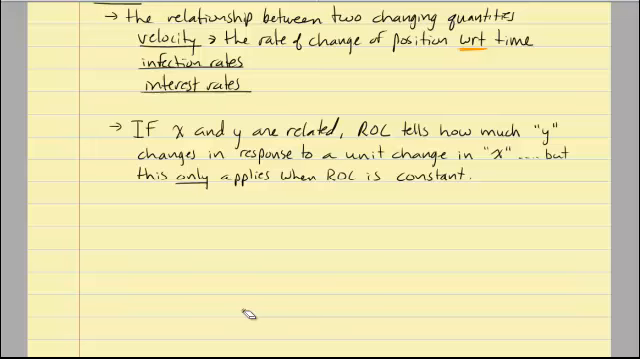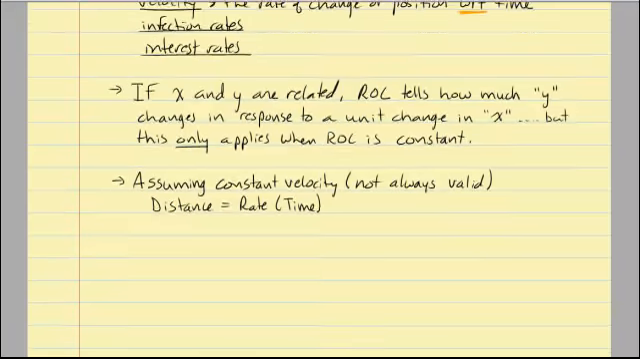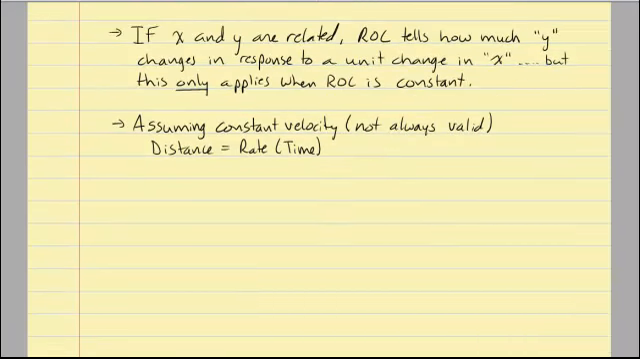And the reality of the situation is that oftentimes we're speeding up and slowing down. We're not always moving at a constant rate of change. Again, if we were going to assume constant velocity, which of course we know is not always valid, we use the time and rate formula, distance equals rate times time. We use this for everything. We solve for distance, we solve for rate, we solve for time. But if velocity is changing, this formula does not apply.